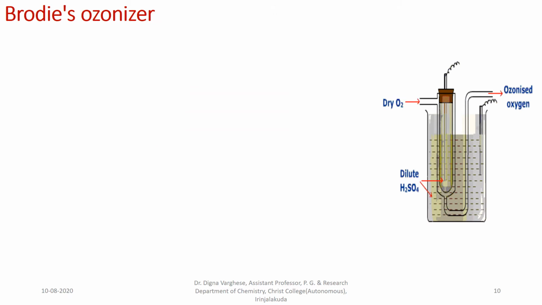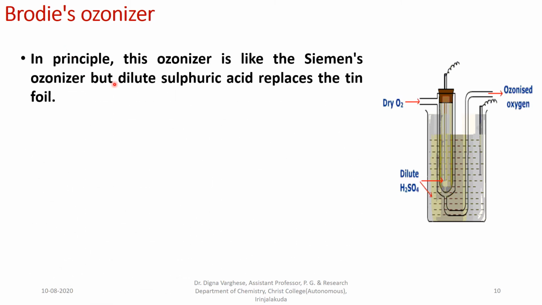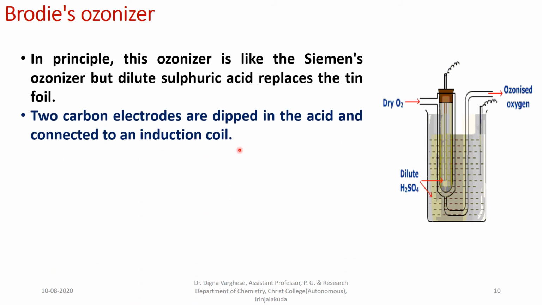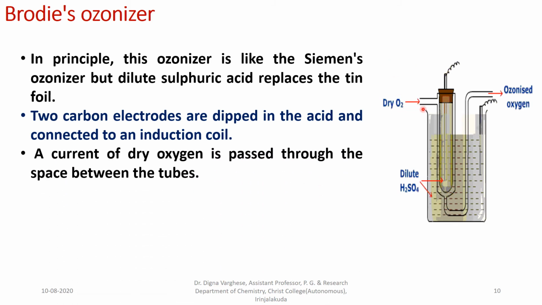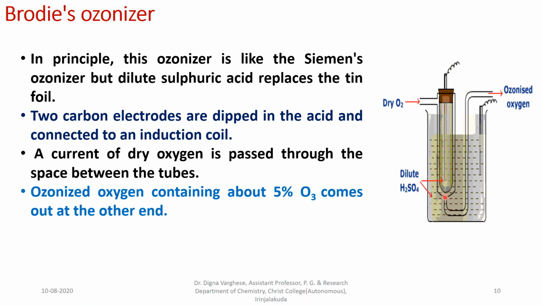Another ozonizer can also be used for the production of ozone, that is Brodie's ozonizer. It is similar to Siemens' ozonizer, but here dilute sulfuric acid replaces the tin foil in the Siemens' ozonizer. 2 carbon electrodes are dipped in the acid and connected to an induction coil. A current of dry oxygen is passed through the space between the tubes. The ozonized oxygen containing about 5% of ozone comes out at the other end.